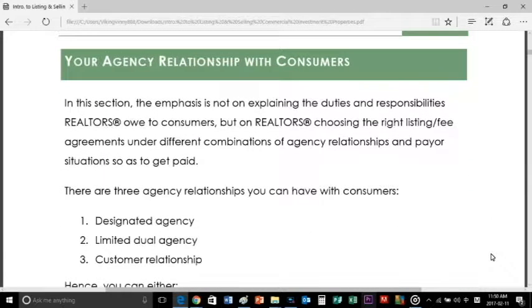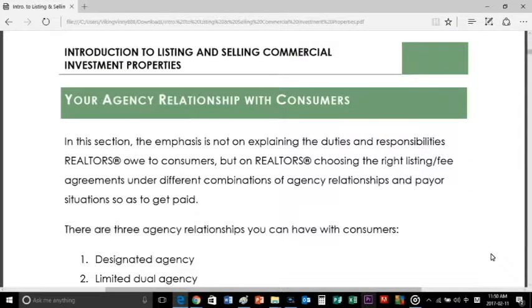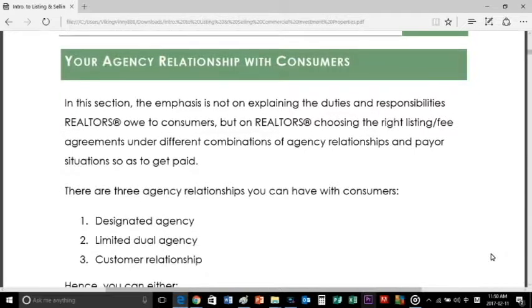Introduction to listing and selling commercial investment properties: your agency relationship with consumers. In this section, the emphasis is not on explaining the duties and responsibilities realtors owe to consumers, but on realtors choosing the right listing fee agreements under different combinations of agency relationships and payor situations so as to get paid.